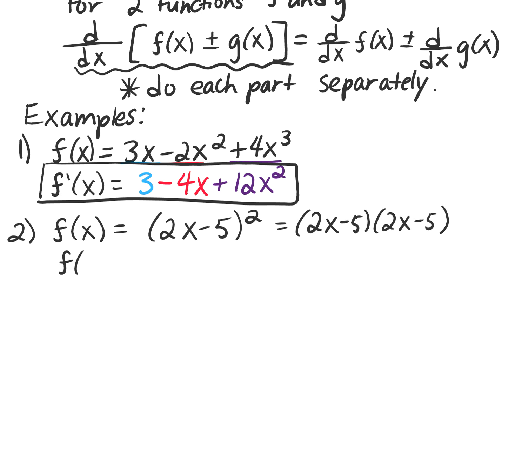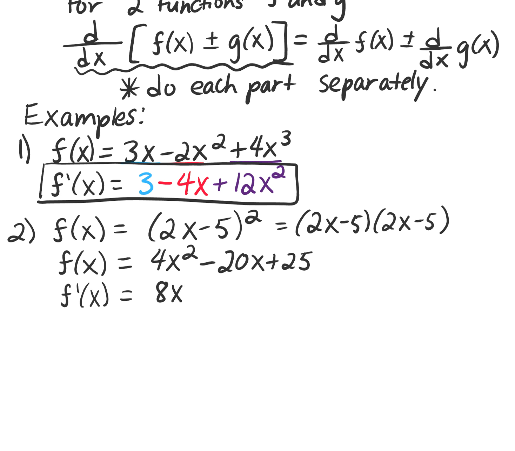And you recently had a lot of practice with foiling with the formal definition of the derivative. So this comes out to be 4x squared minus 20x plus 25. And now we have our different pieces that we can take the derivative of. So we'll go in order. The derivative of 4x squared will be 8x. And then the derivative of minus 20x will just be minus 20.